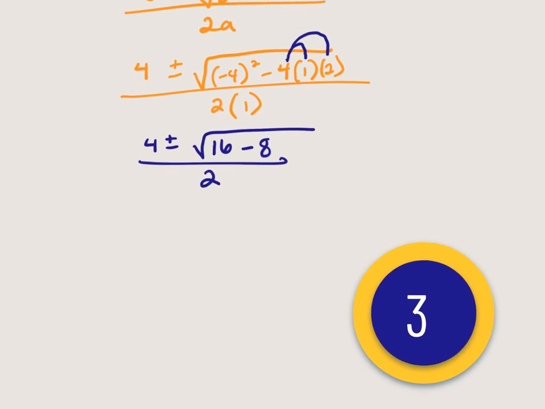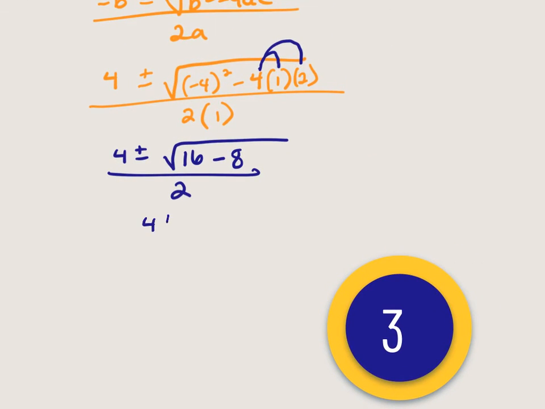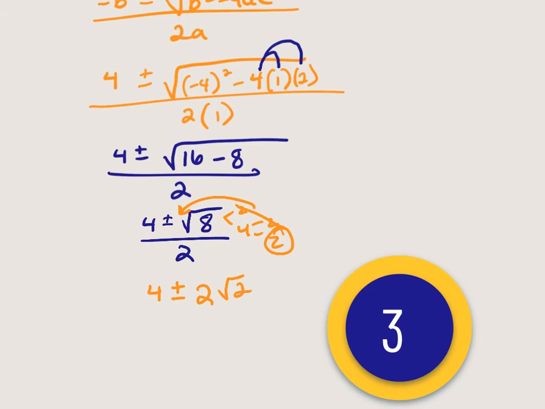Then I simplify what's underneath the root. 4 plus and minus the square root of 16 minus 8, which is 8, over 2. I check to see if my root can be reduced. 8 is 2 and 4, 2 and 2. 2 2's goes to the outside, and I get 4 plus and minus 2 root 2, because there's a 2 left underneath, all over 2.